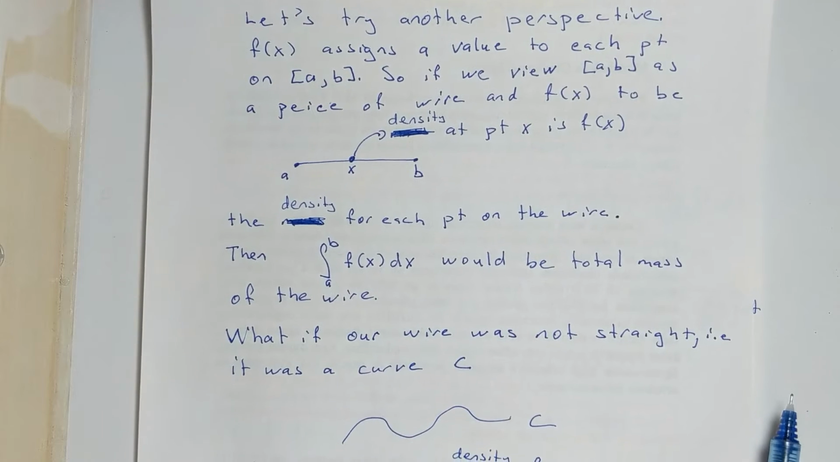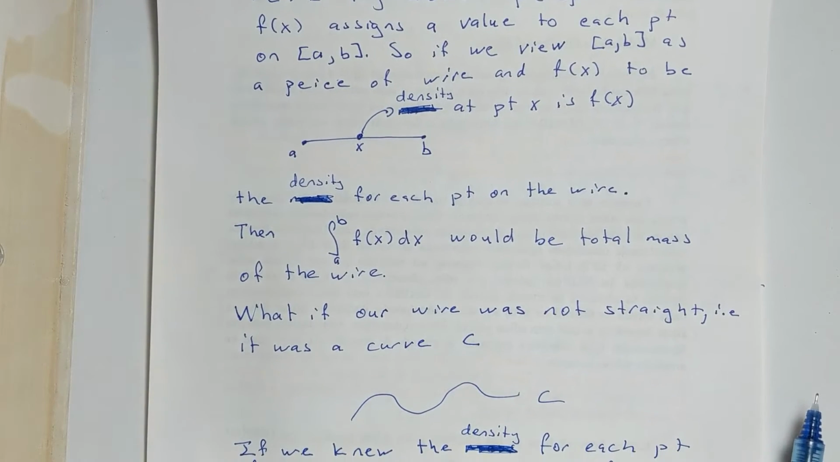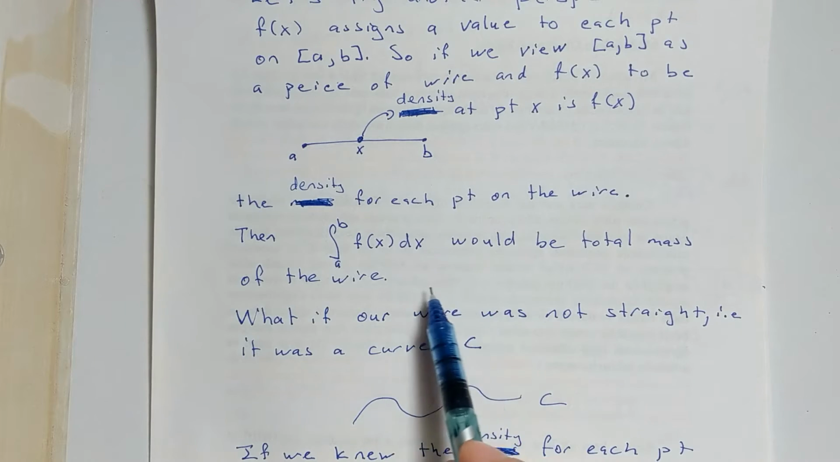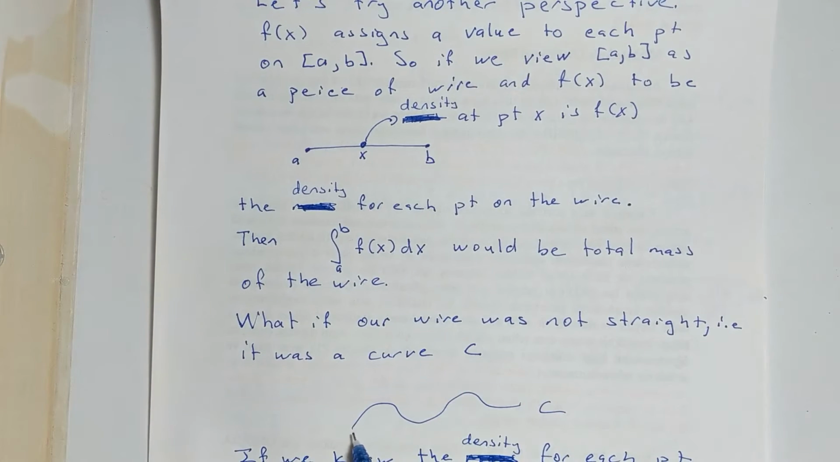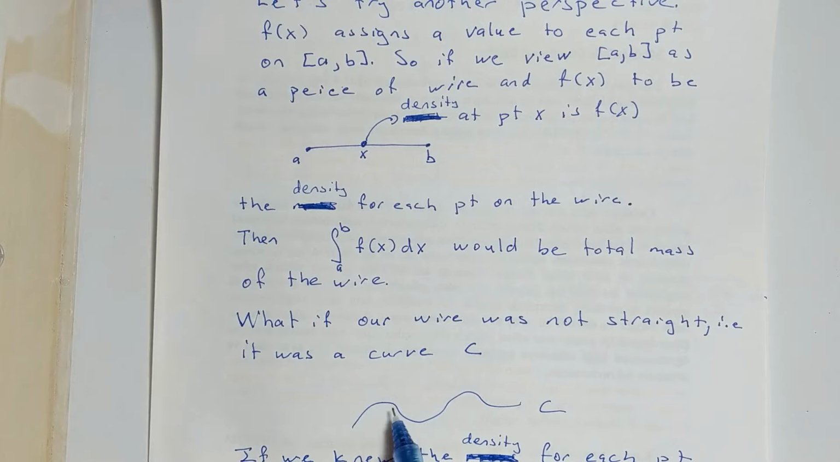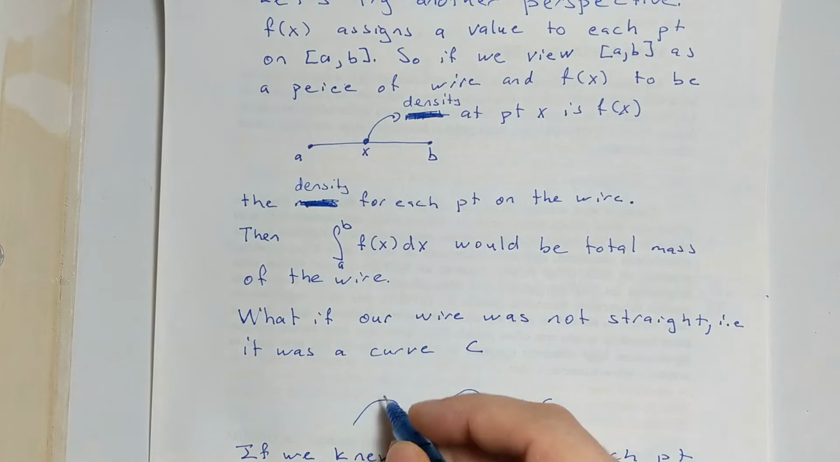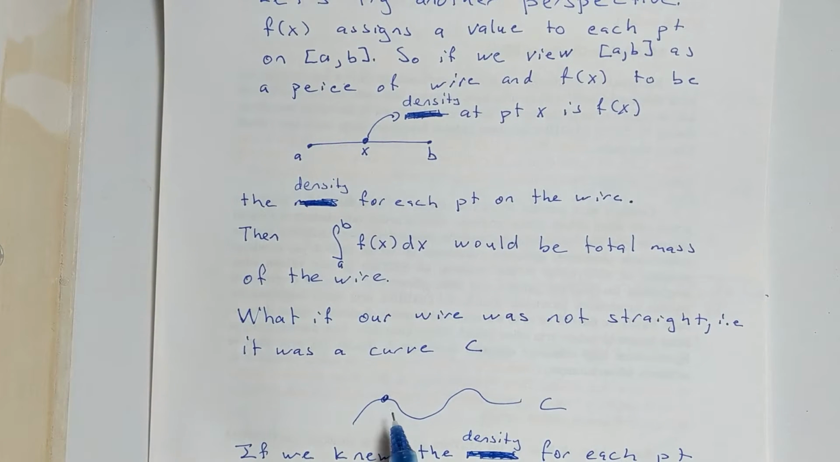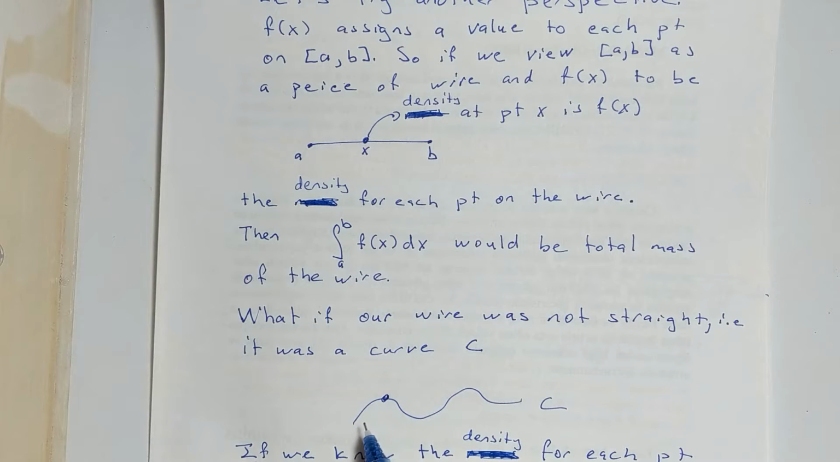Now we'd like to generalize this, and this is where we get into line integrals. What if we don't have a straight line segment, but a curve? The wire we're thinking about is not straight. It's a piece of wire like this, and we know the density at each point. Again, to find the mass, I'd have to integrate this density over this curve.